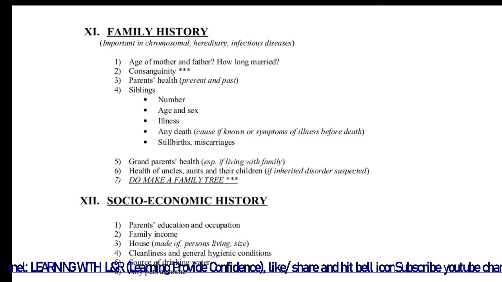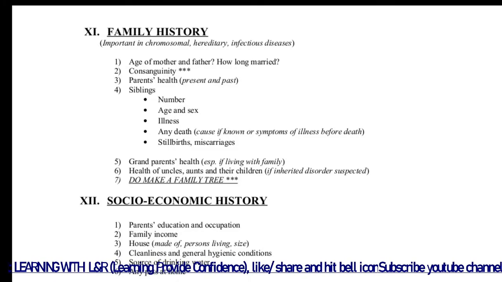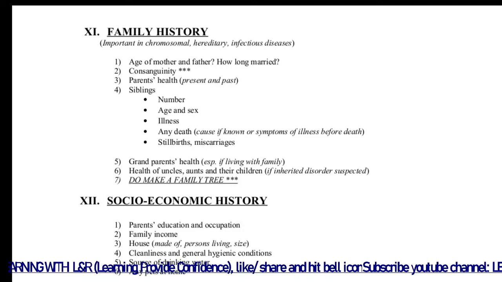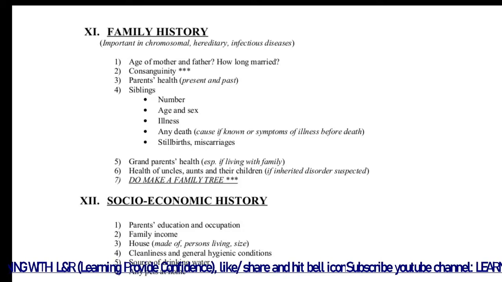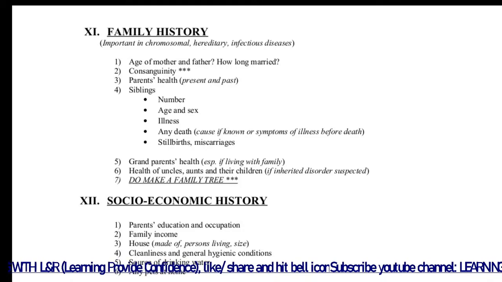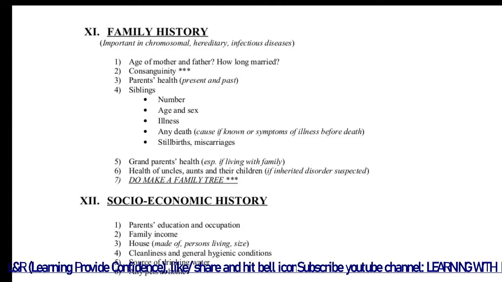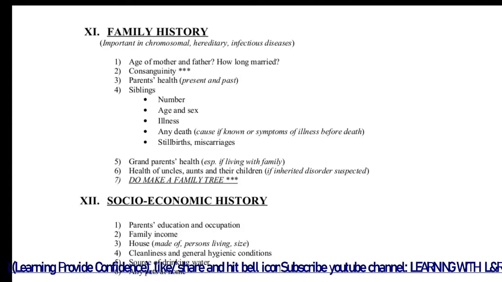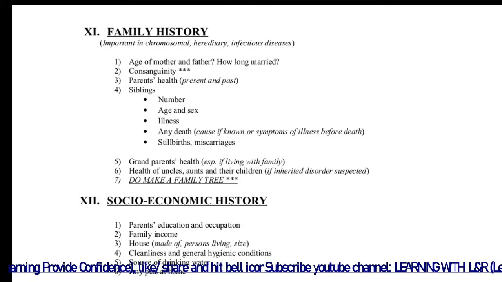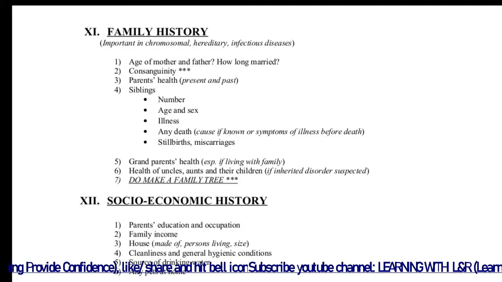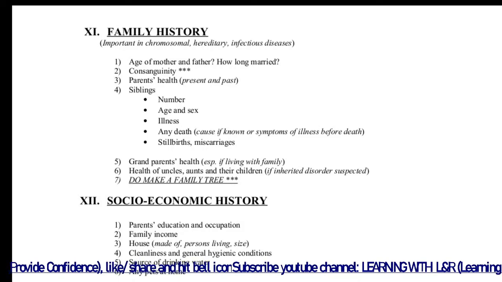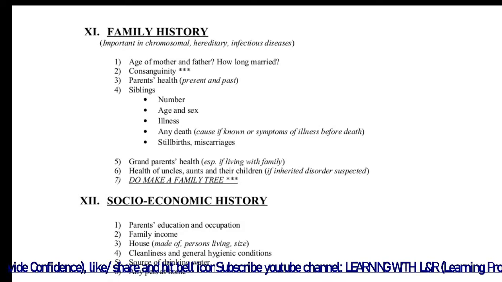Parents' health, present and past, siblings, numbers of the siblings, age and gender, illness, any death, then stillbirths, miscarriages, grandparents' health, if they're living with the family, health of uncles, aunts and their family. And here on the 7th point, you have to make the family tree.